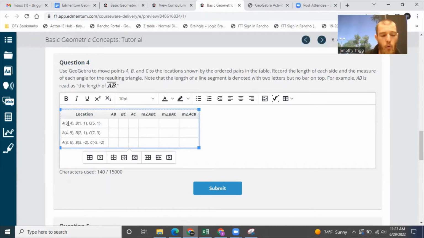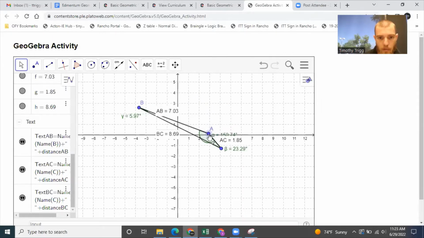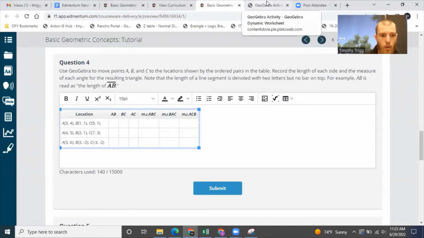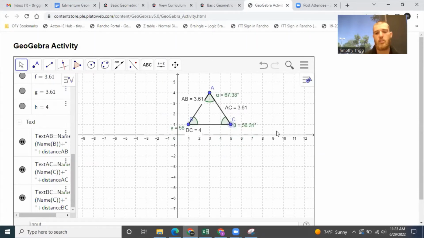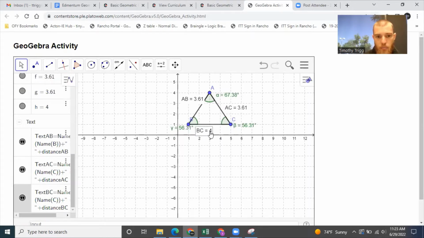Let's go and move the points to these locations. So 3, 4, 1, 1, 5, 1. Okay, so A is at 3, 4. So I'm going to move it now, 3, 4. B is going to be at 1, 1, and then C will be at 5, 1. Okay, so you should see this triangle right here. If the labels are kind of overlapping, you may need to move them so it's easier to read. Then you just want to record the information into the chart.